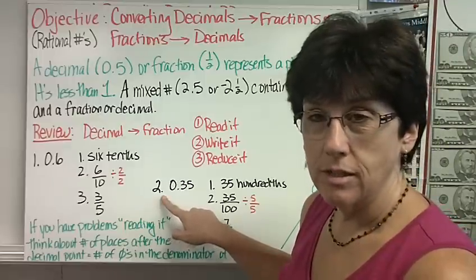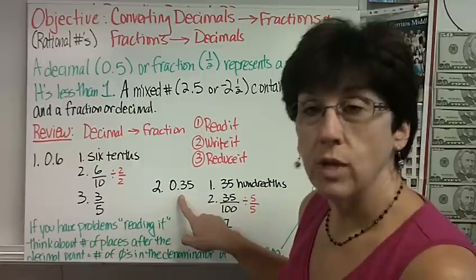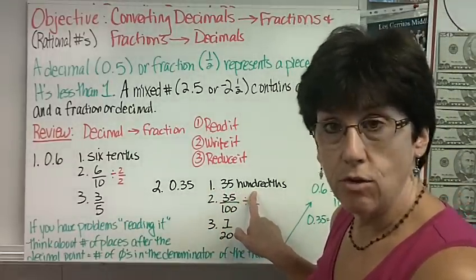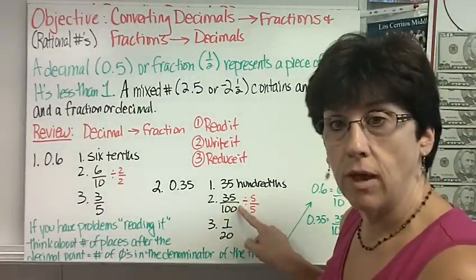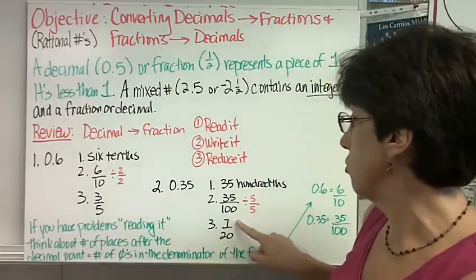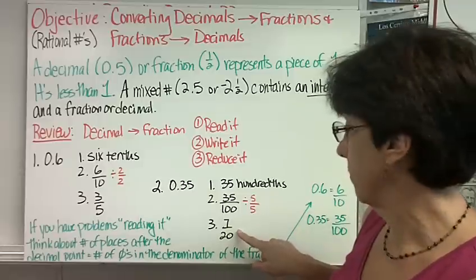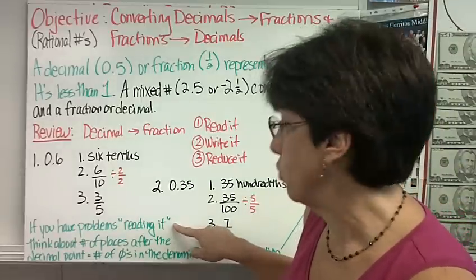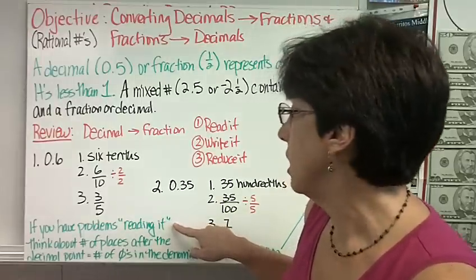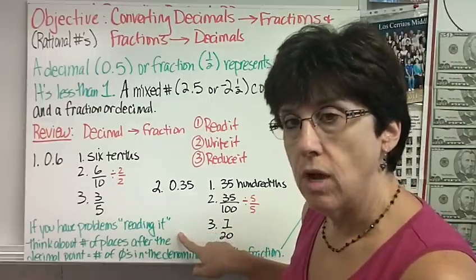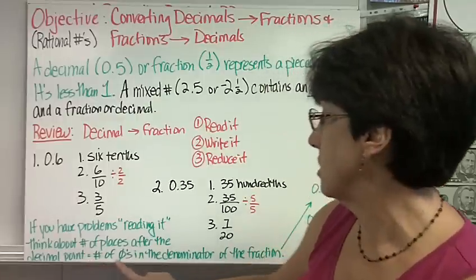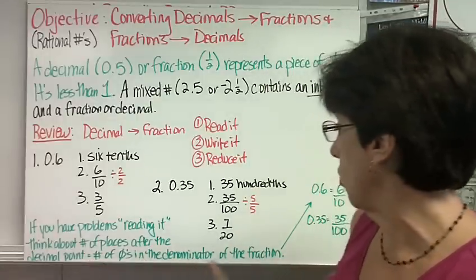Here's our second decimal, 0.35. But read that as a decimal, it's 35 hundredths. If I say 35 hundredths, can you write that down? 35 over 100. And those can both be divided by 5, the numerator and the denominator, so you would get 7/20. Okay? If you have problems reading it, if the tenths and hundredths and thousandths isn't something that you learned that well, you can think about the number of places after the decimal point, because it equals the number of zeros in the denominator of the fraction.